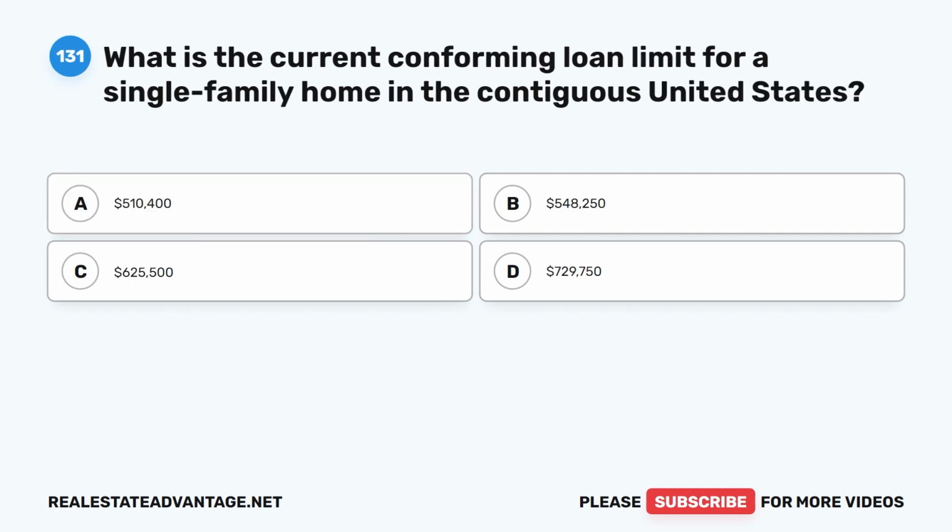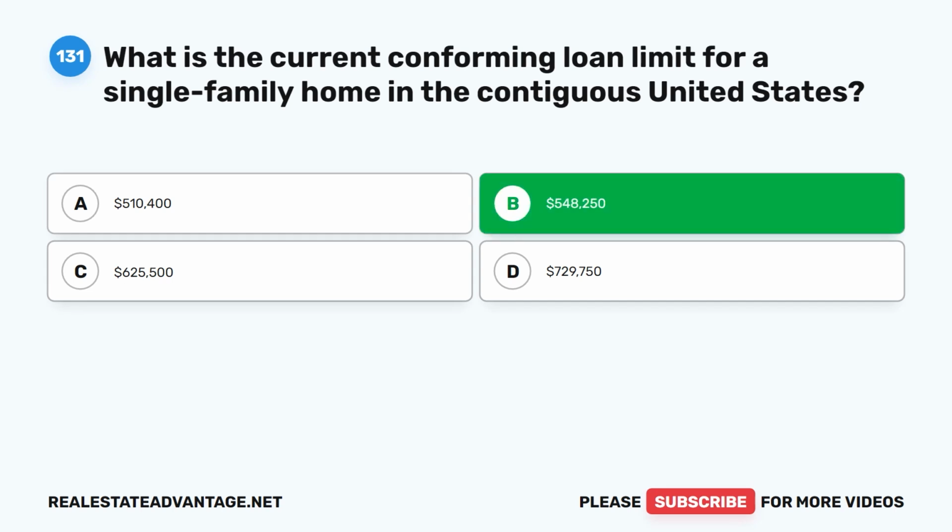Question 131. What is the current conforming loan limit for a single-family home in the contiguous United States? A. $510,400. B. $548,250. C. $625,500. D.